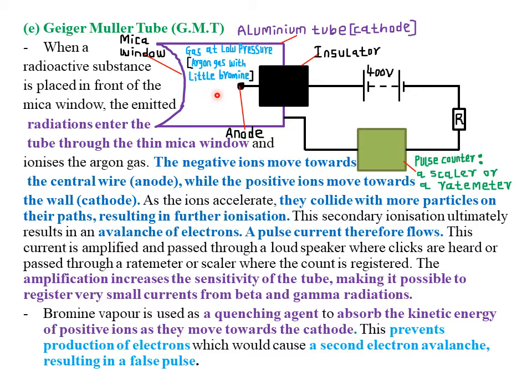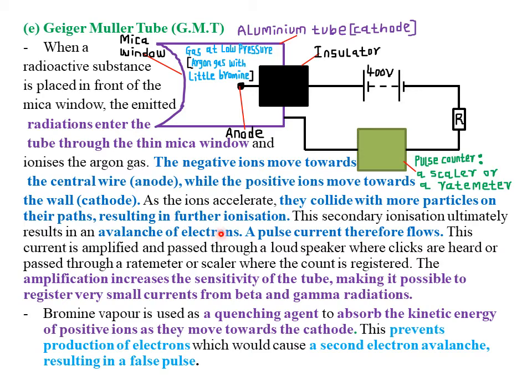So as those electrons collide with other particles, they are going to produce secondary ions. So these secondary ions are what we are calling the avalanche of electrons. Those secondary ions, of course, will have the electrons or the ions which are negatively charged, what we are calling the avalanche of electrons.